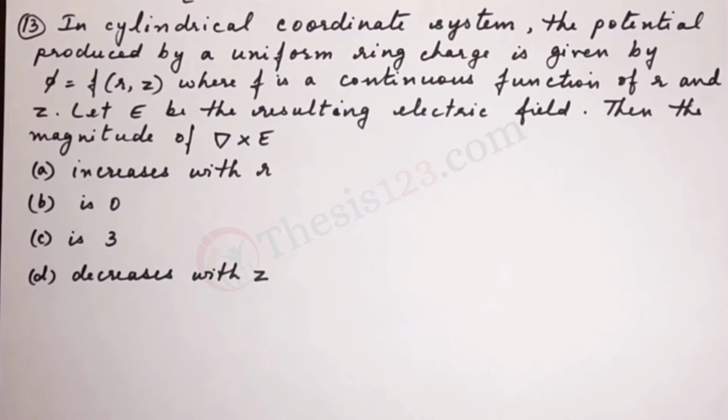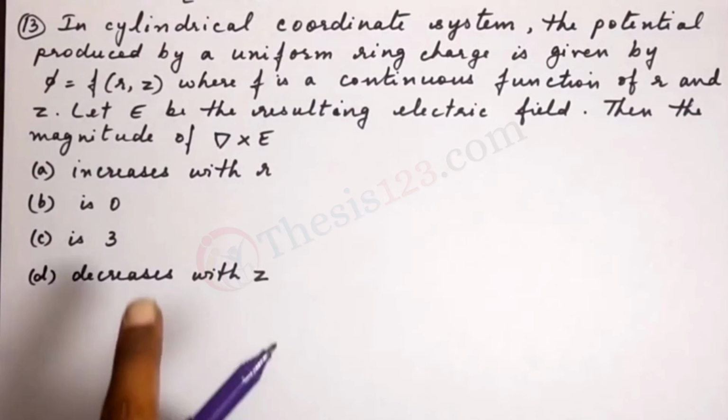Okay, so here's question number 13. In cylindrical coordinate system, the potential produced by the uniform ring charge is given by phi is equal to a function f of r comma z, where f is a continuous function of r and z. Let E be the resulting electric field, then the magnitude of del cross E: A, increases with r; B, is 0; C, is 3; D, decreases with z.